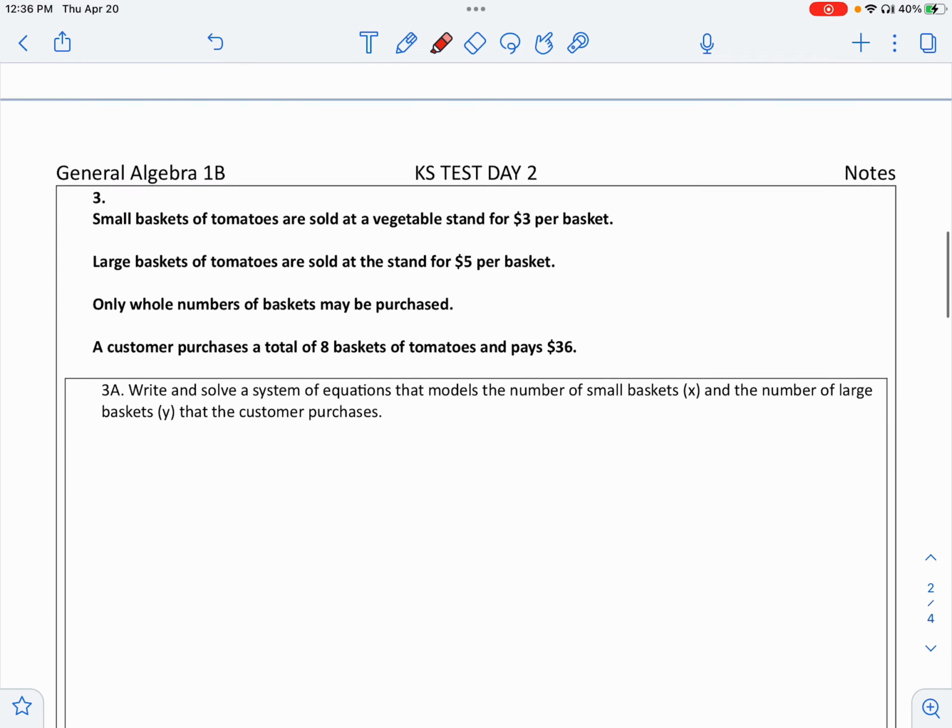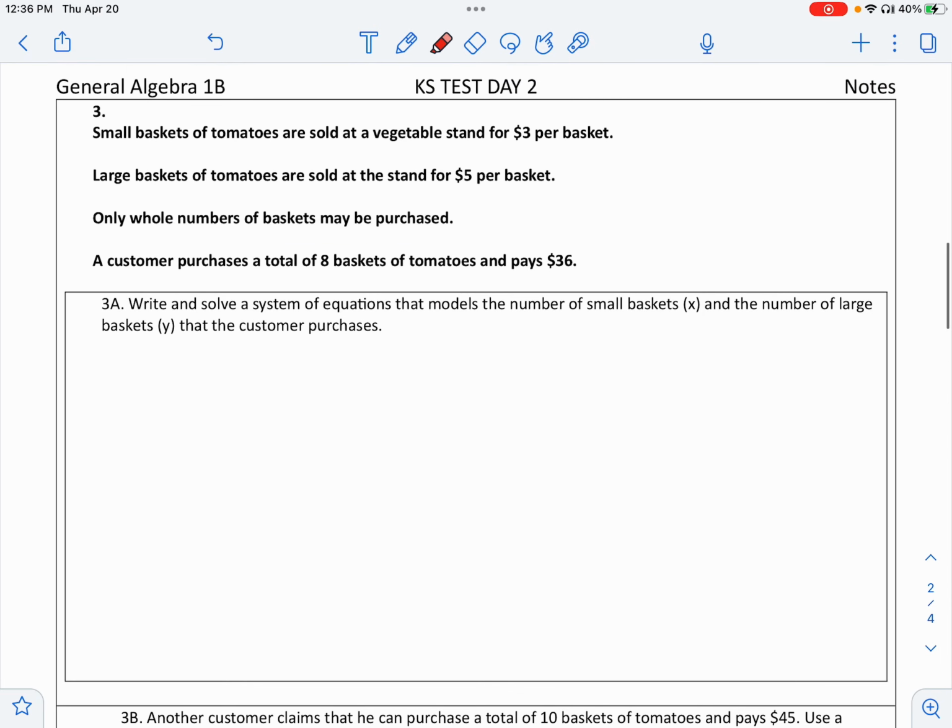All right. Now it's time to take a look at our number 3. This came from an open-ended, okay? So it says small baskets of tomatoes are sold, and I hit enter and made things bold for you. Small baskets of tomatoes are sold at the vegetable stand for $3 for a basket. So I'm going to do $3 per tomato basket. Large baskets are sold for $5 for large baskets.